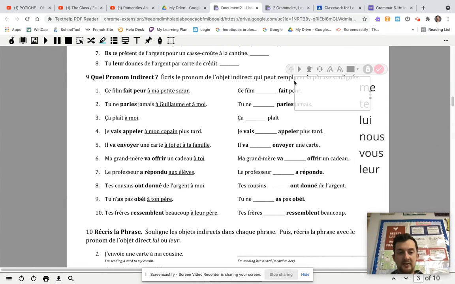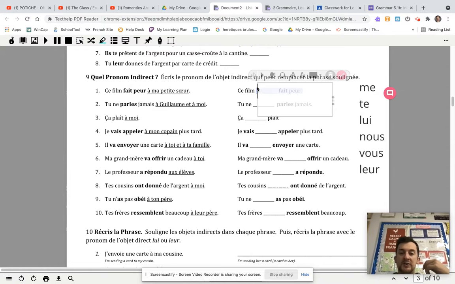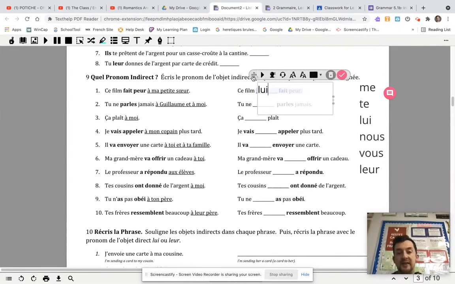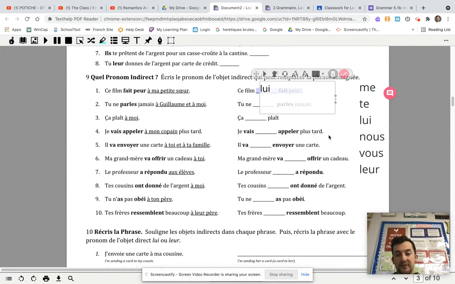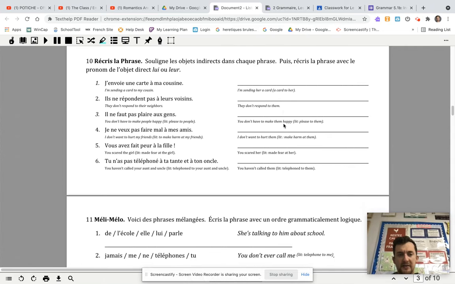Let's see. Ce film fait peur à ma petite sœur. This film makes fear, or in other words, scares, to my little sister. That's how you say it, scares her. So since it's to her and it's just one person, I'm going to say ce film lui fait peur. This film scares her. C'est bon? Yeah, I think that one's easy. I think you'll be fine there.